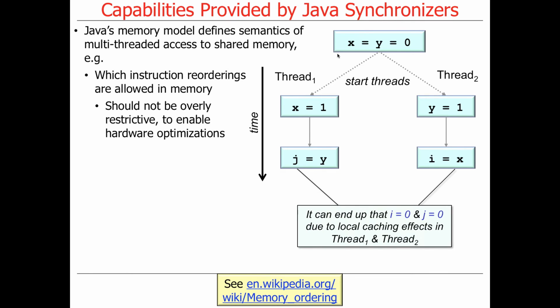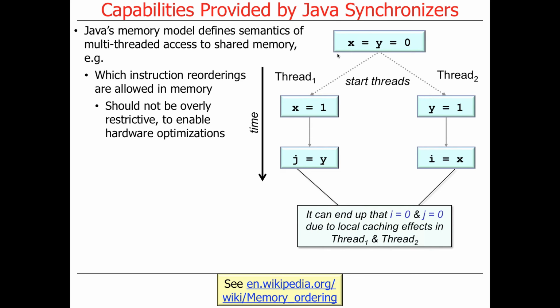So we would like to be able to rearrange the order in which things occur in order to maximize throughput in the memory bus, for example, the data caches and so on. We don't want these things to be overly restrictive so the hardware can optimize stuff.